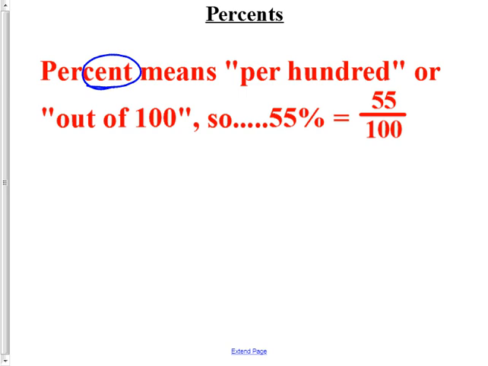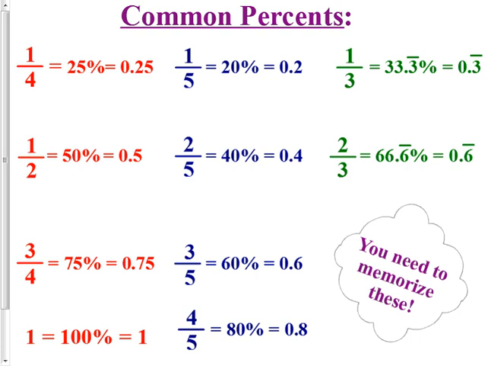When we're talking about 55%, we're saying 55 out of 100. 55 is the part we're talking about out of a whole of 100. So a percent is a part to whole ratio. Now there are some common percentages that you should memorize. Take a minute to look at these, maybe write them down, and then hit play once you've written them down.